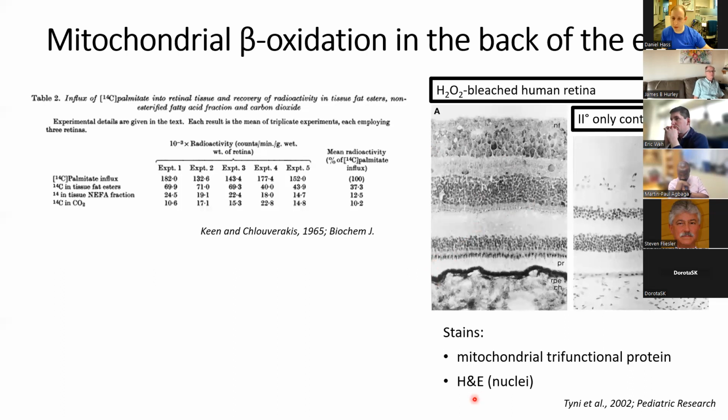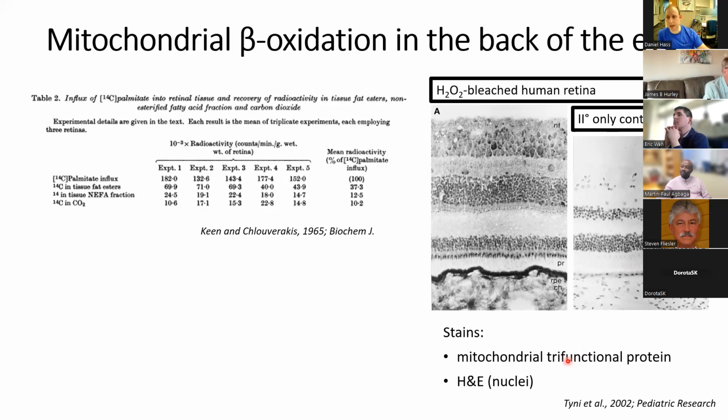That's not the nuclei. The nuclei are stained H&E, but you can see in the inner segment here, there's reasonably strong staining for the trifunctional protein. It's not present in their secondary only control. And in the RPE, which again was bleached, they see substantial labeling for the trifunctional protein that is not in the secondary only control as well.